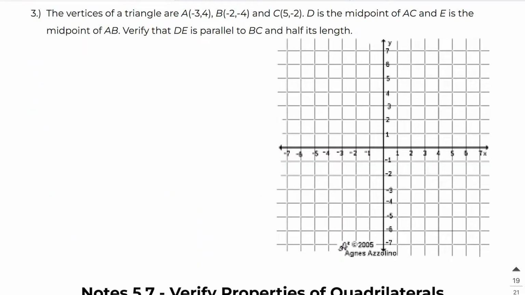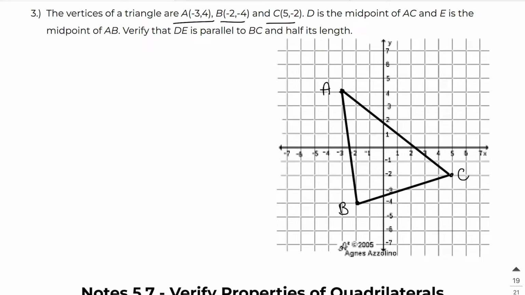All right, in our last example, it says the vertices of a triangle are A (-3, 4), B (-2, -4), and C (5, -2). So this is our triangle, so I'll connect those dots to make that triangle. And I will label the vertices of this triangle. So we've got A here, we've got B here, and we've got C right here.